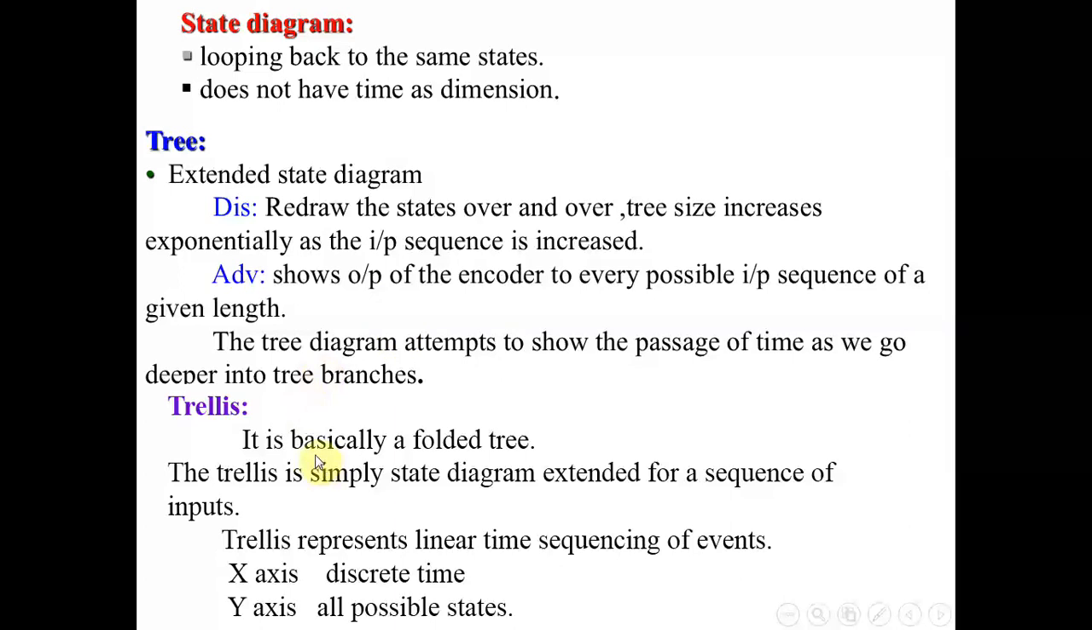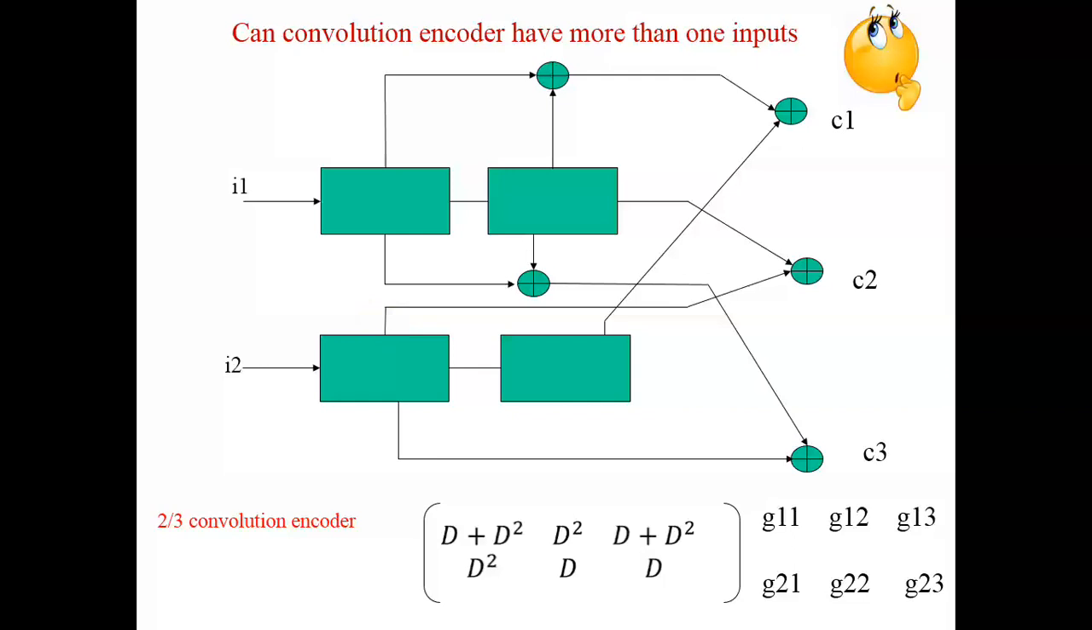Same with the trellis. It is basically a folded tree, right? You have 2 axes. On the x axis you have time instances. On the y axis you have all the possible states. Again the time notion is maintained in case of trellis. So that is a comparison slide. You can refer to the slide once again for comparison.